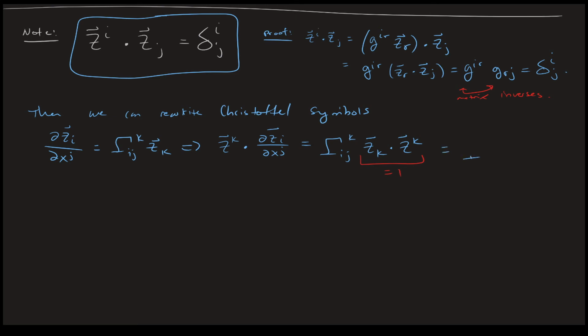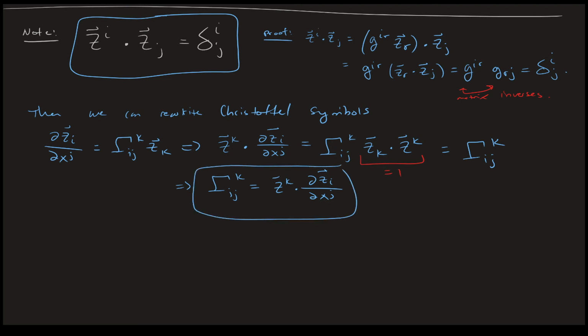So I can explicitly write gamma ijk as zk dotted with partial zi, partial xj. So gamma ij down, k up can be written as zk dotted with partial zi, partial xj. So that's another way we could represent the Christoffel symbols, not for practical computation, but for derivation purposes later.